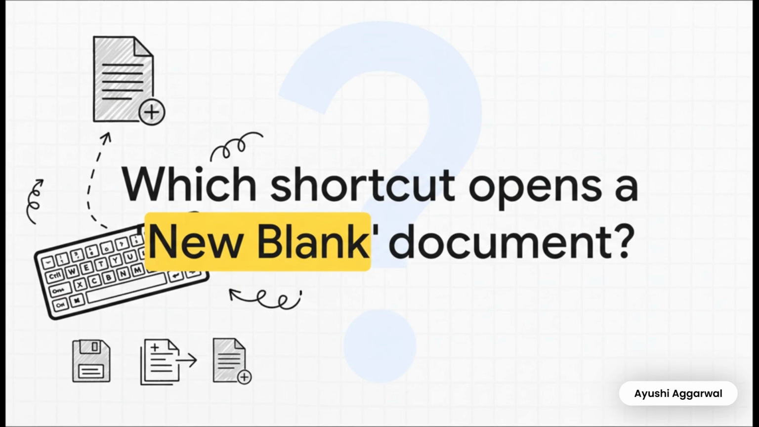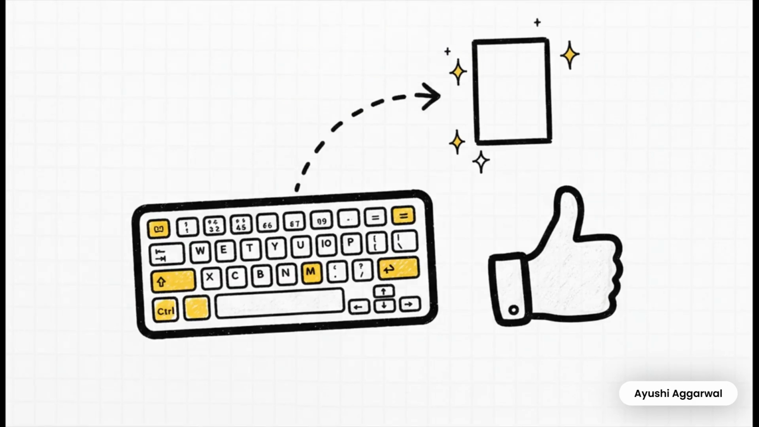Okay, question number 2. You need to start a brand new blank document in MS Word. Which shortcut do you press? Your choices are A, Ctrl O, B, Ctrl M, or C, Ctrl N. And the correct answer is C, Ctrl N. N is for new. That's the one you'll use every time you start a new project. How are you doing so far?